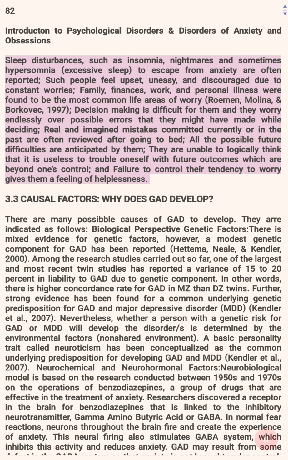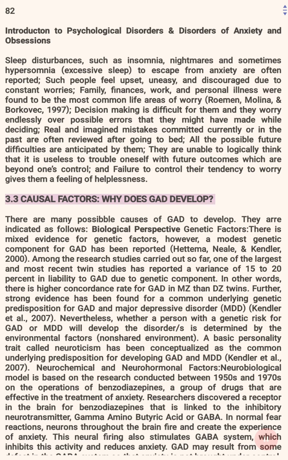Decision-making is difficult for them and they worry endlessly over possible errors that they might have made while deciding. Real and imagined mistakes committed currently or in the past are often reviewed after going to bed. All the possible future difficulties are anticipated by them. They are unable to logically think that it is useless to trouble oneself with future outcomes which are beyond one's control. And failure to control their tendency to worry gives them a feeling of helplessness.